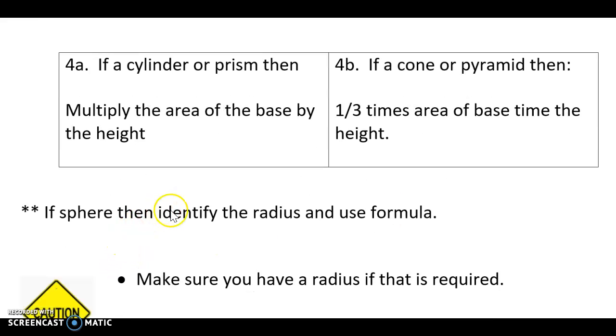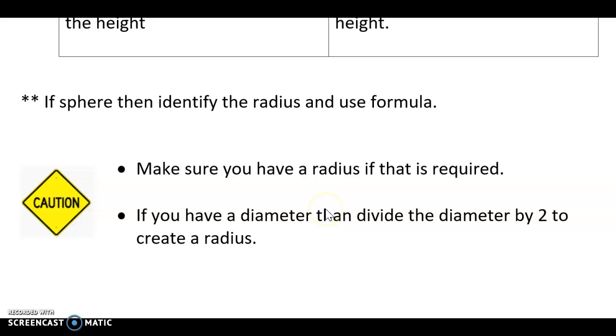If a sphere, then identify the radius and use the formula. Here's your caution. Make sure you have a radius if that is required. If you have a diameter, then divide the diameter by 2 to create a radius. So on spheres, sometimes they'll give you a diameter. You're going to have to calculate the radius.